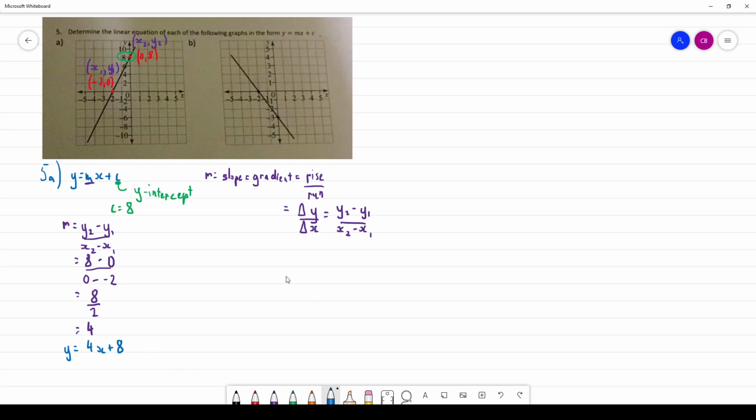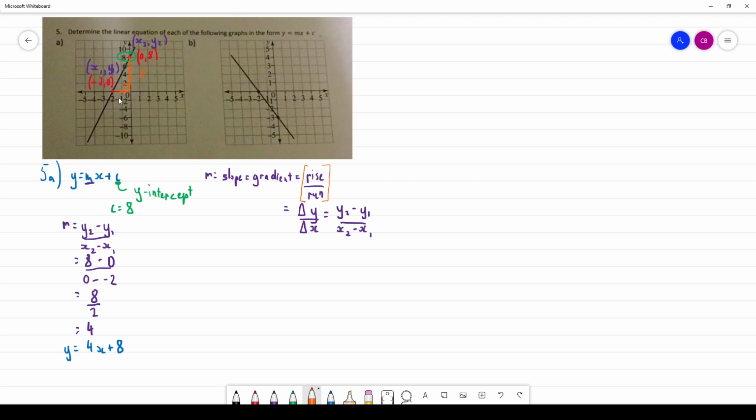That's it. Now, calculating m this way will always work as long as you've got two coordinates. But depending on how nice your graph is, we can think of the gradient as rise over run. So rise, that's how far up it goes. Here you can see, if we treated this like a little right angle triangle, how tall is this triangle? Well, it's 8 tall.